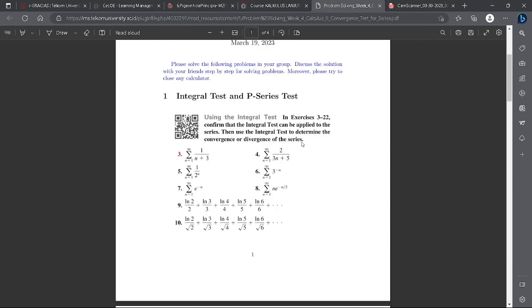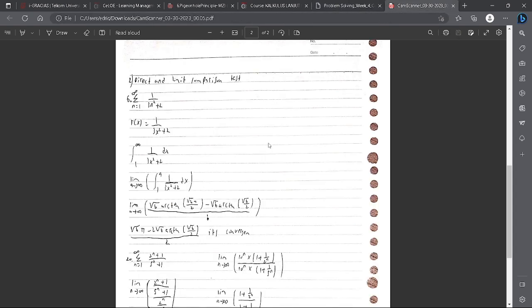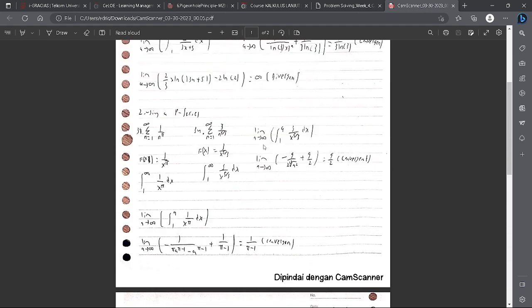And the next problem is still on using a p-series, but a different number. Now it's number 4: the sum from n equals 1 to infinity of 3 over n to the power 5 over 3, and this is my result.